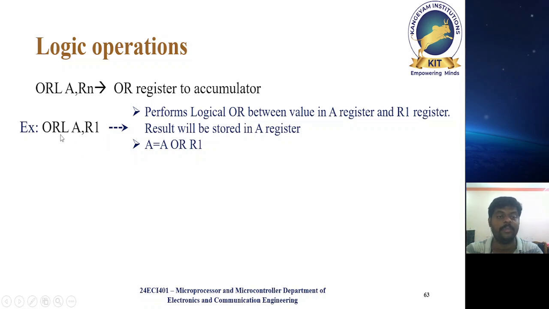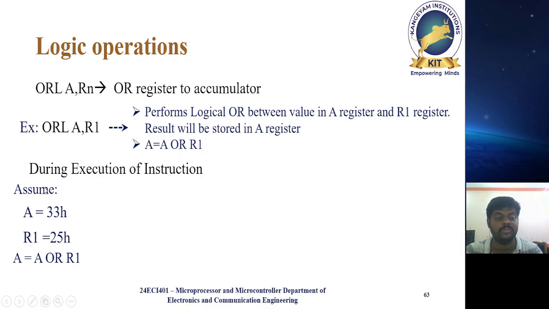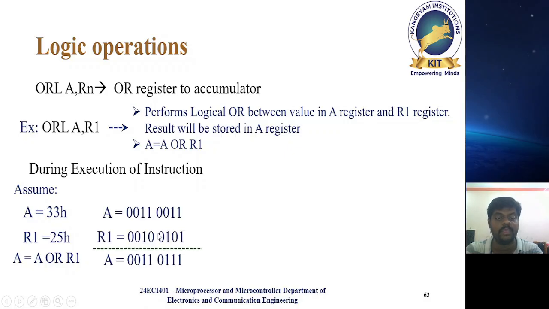So this OR operation will be performed between the A register value and the R1 register value. Same example, assume that the A register value is 33 and the R1 register value is 25. The A value's binary representation is 0011 0011. The R1 register value's binary representation is 0001 1001. So here what we are going to do is a logical OR operation.